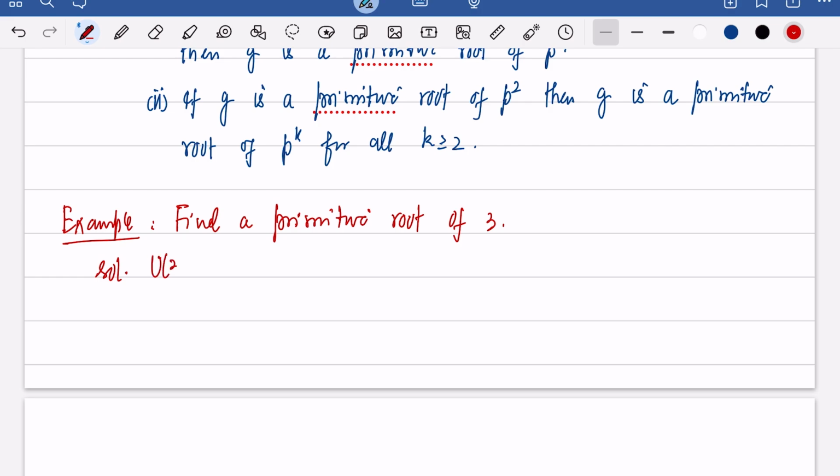Solution. We have U of 3, which is equal to {1, 2}. Now it is very easy to handle. We have a group of order 2. It is obviously a cyclic group. It will have one element of order 1 and one element of order 2.